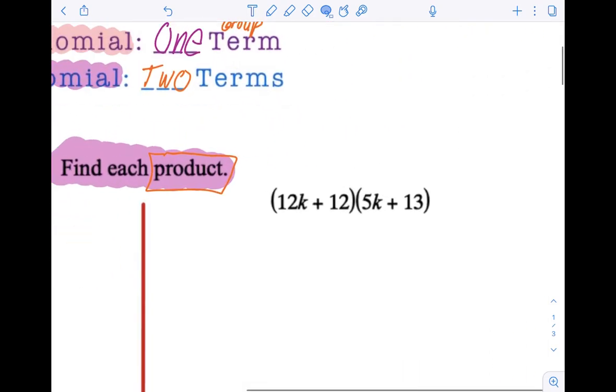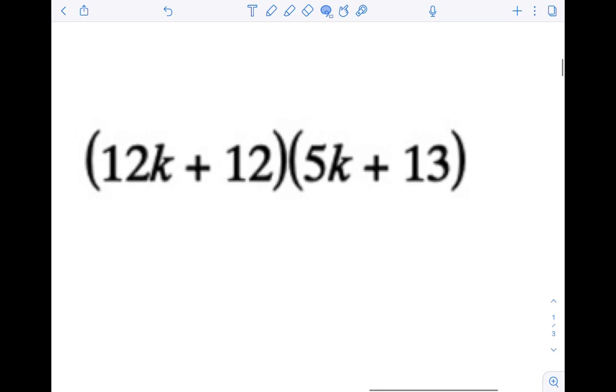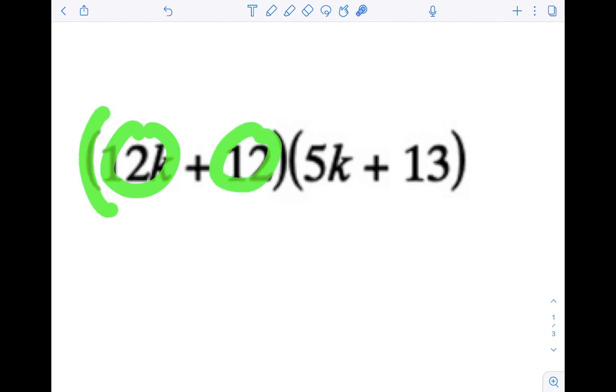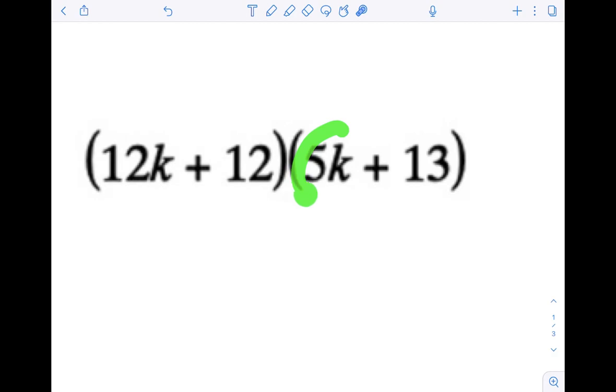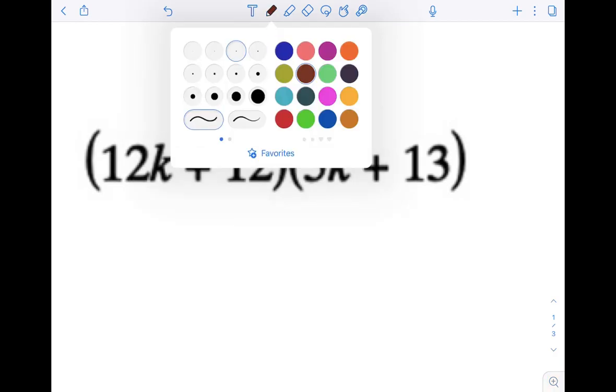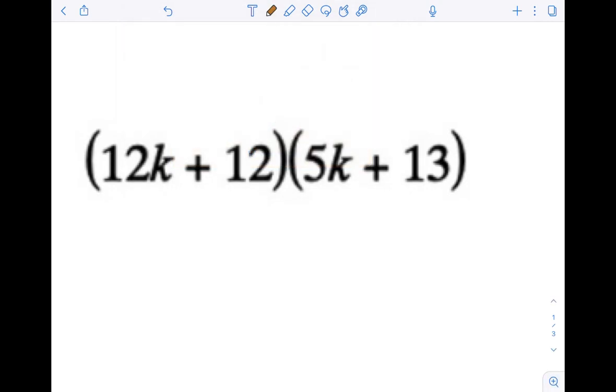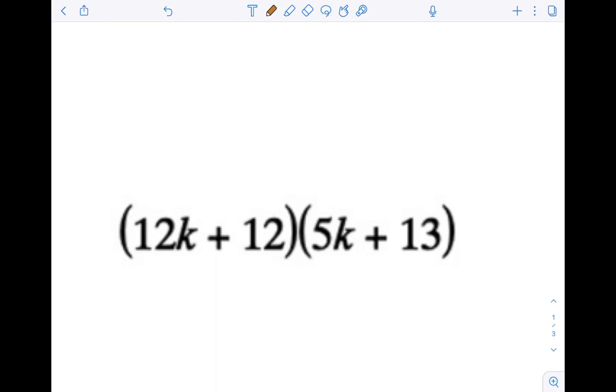Now, the second kind of problem you're going to see is going to be a binomial times a binomial. One term, two terms is in this parentheses. One term, two terms is in this parentheses. So this is a binomial times a binomial, right? So let me show you how to do this. I like using a term I like to call monkey face multiplying here. And let me show you why I call it a monkey face multiplying.